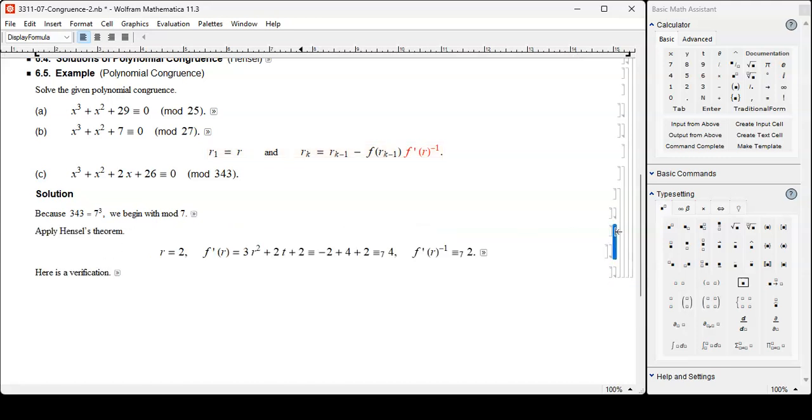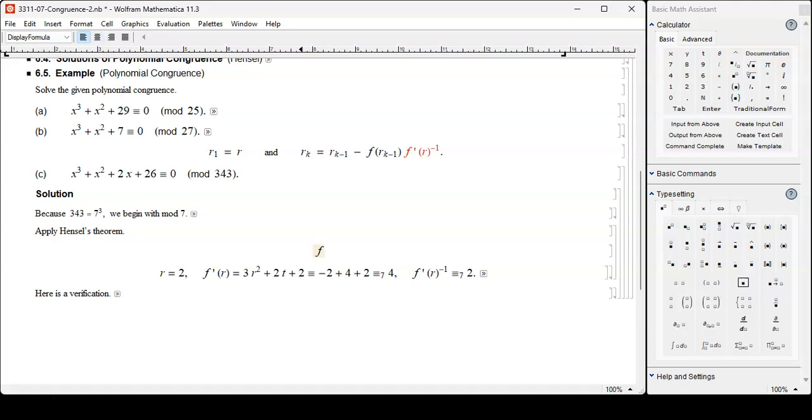So, applying Hensel's theorem for r equals 2. Excuse me, we need the derivative computation first. Let's do the derivative computation. We have 3x squared plus 2x plus 2. That's the derivative. And then we plug in r. The r value is going to be 2.